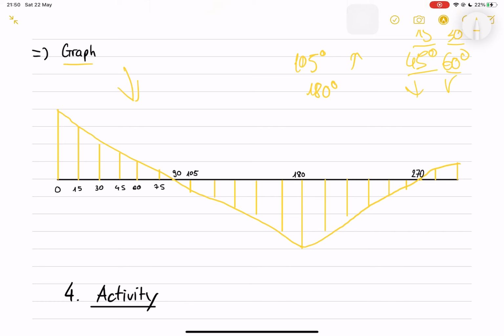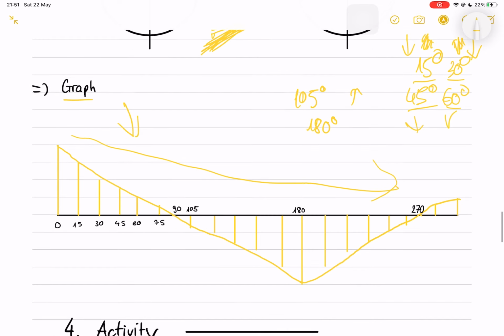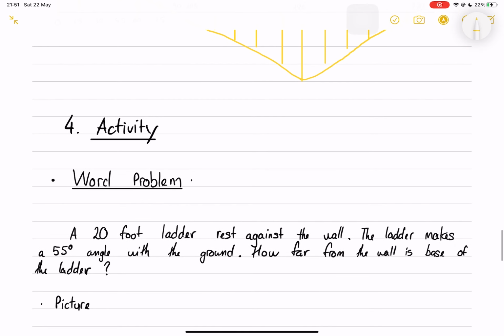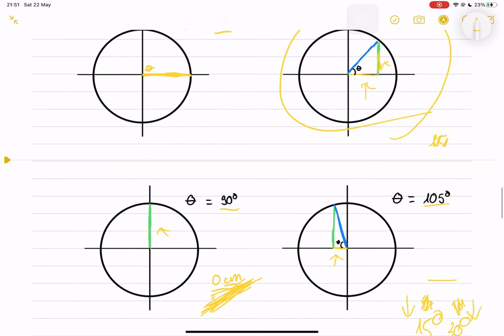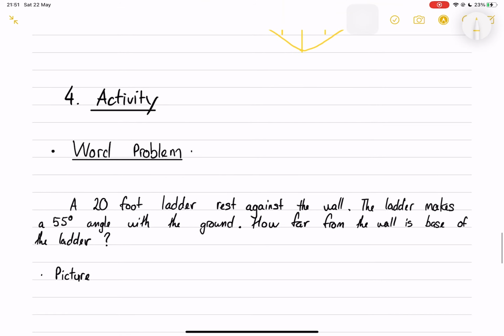And really do a very beautiful graph like this. Just a graph, you don't need to understand it much, but just need to know it. So the activity, we already did some activity up here, so let's just do something more interesting, like a word problem. Yay! Interesting, right?